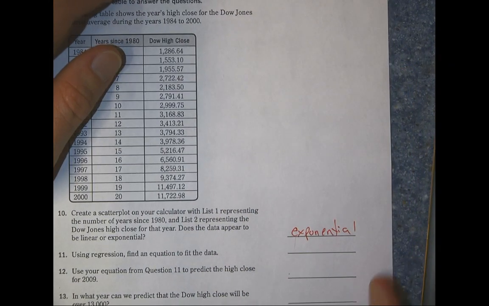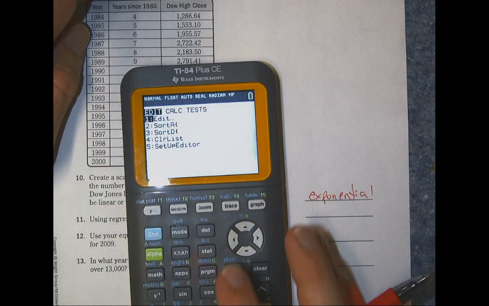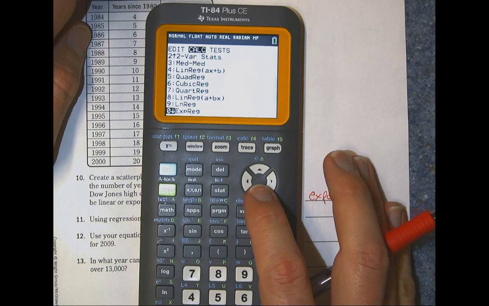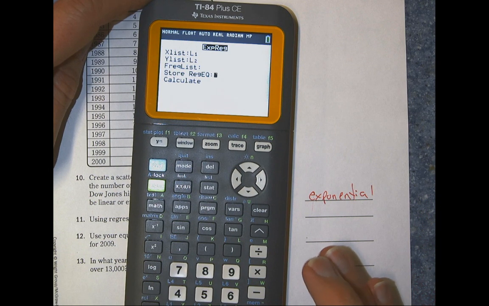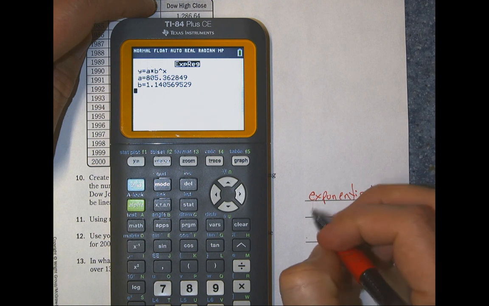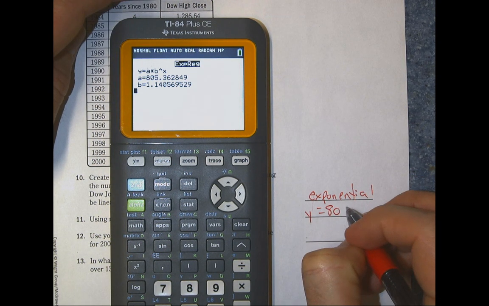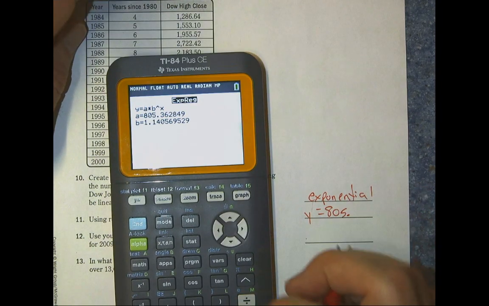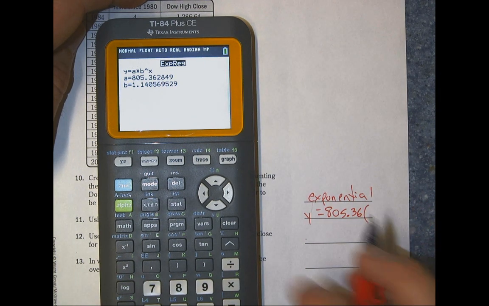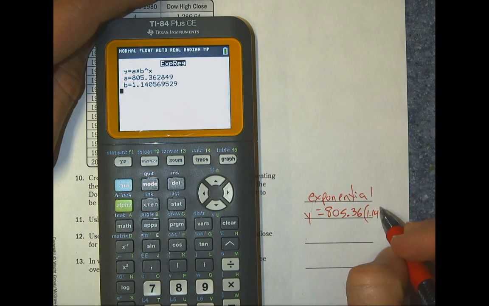So using regression, we're going to find an exponential equation to fit the data. So we're going to hit stat, calculate. We're going to go down to number 0 because it's exponential. Enter, enter, all the way down to calculate, enter. And we'll go ahead and round some of this. So y equals, or a is 805. Now we are talking money here, right? So let's go 2 spots. 36 times 1.14. That's a good place to go to with the 0 next, raised to the x.